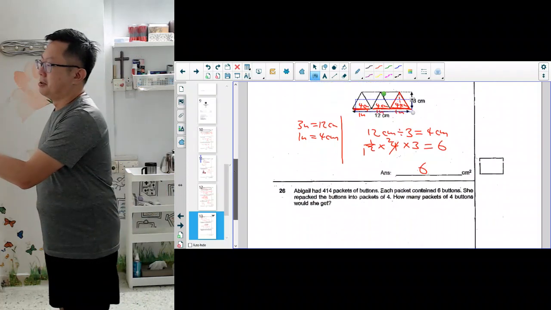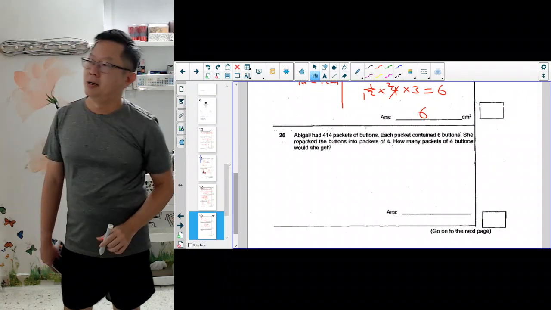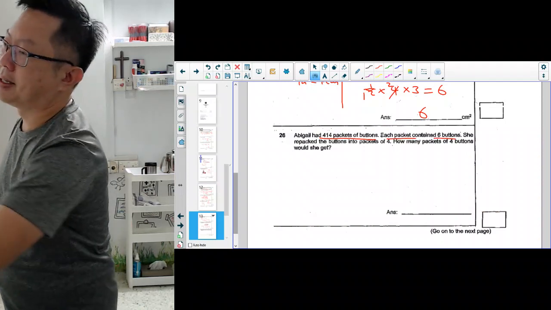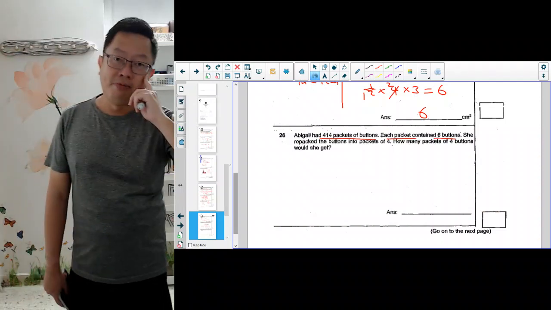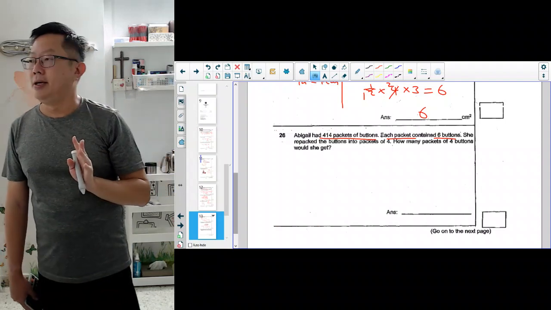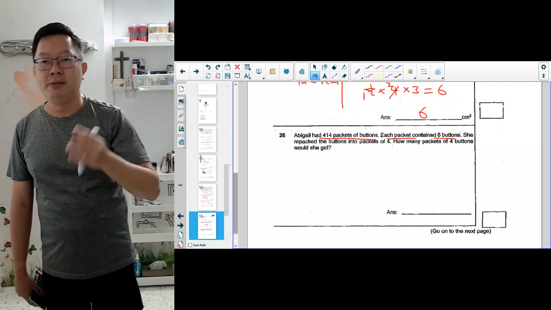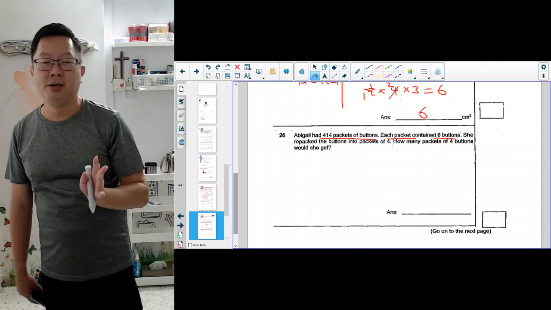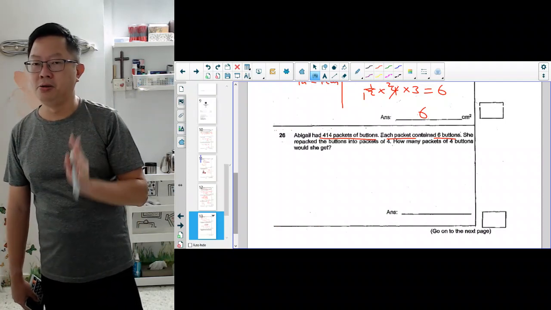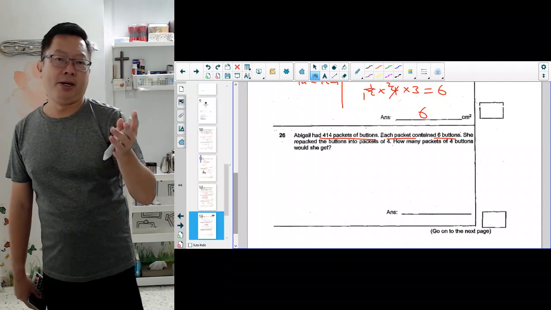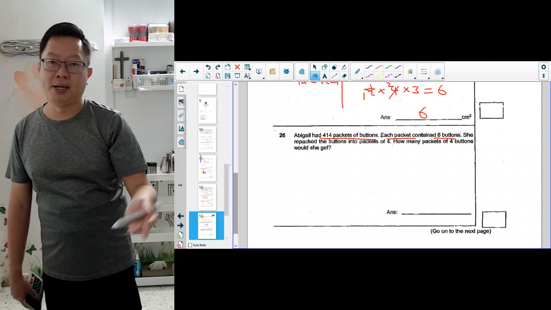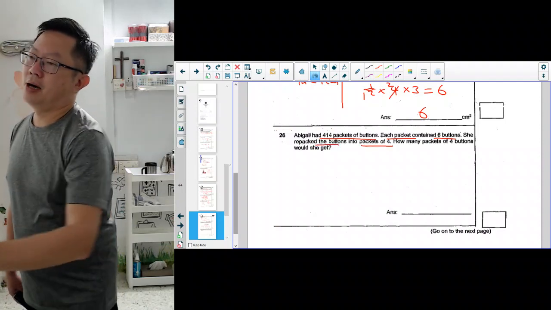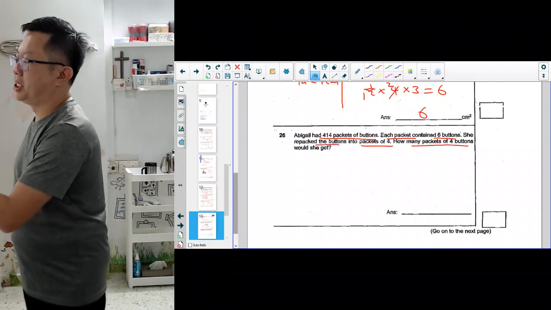Alright, so let's go to 26. Now, Abigail had 414 packets of buttons. Each packet contained 6 buttons. Now, just by looking at the first sentence alone, you can do something logical. You can immediately find how many buttons there are altogether, even without reading the question. Without knowing what the question asks you to do, you can take the first step to find all the buttons. And then she repacked all the buttons into packets of 4. So how many packets of 4 buttons would she get?